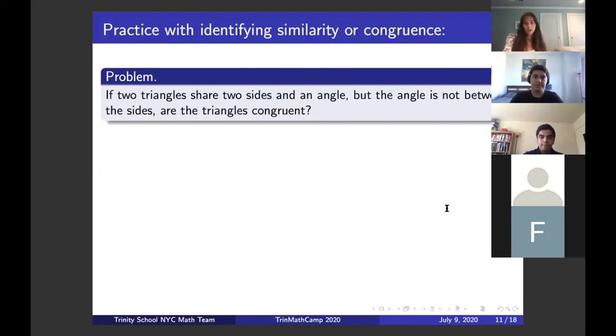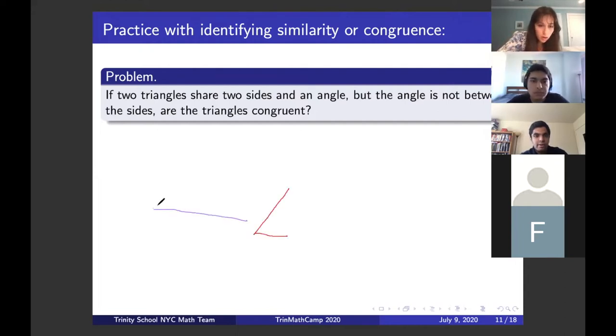So we're going to give you maybe 5 minutes to do this, because you really should try to draw and see if there's a way that they can't be the same. One person is asking, what does it mean for the angle not to be between them? Oh yeah, you got it, Maia.